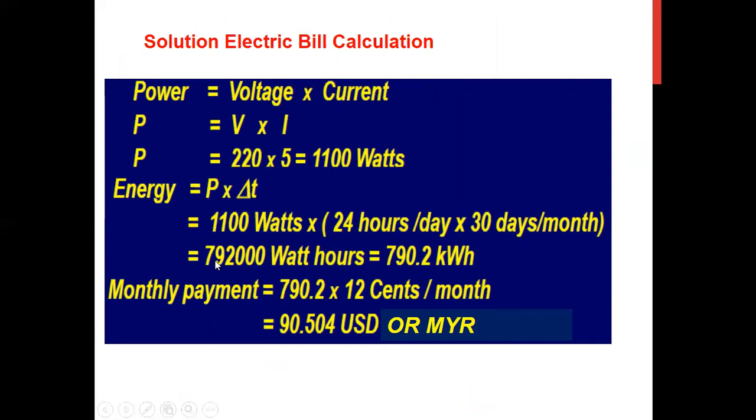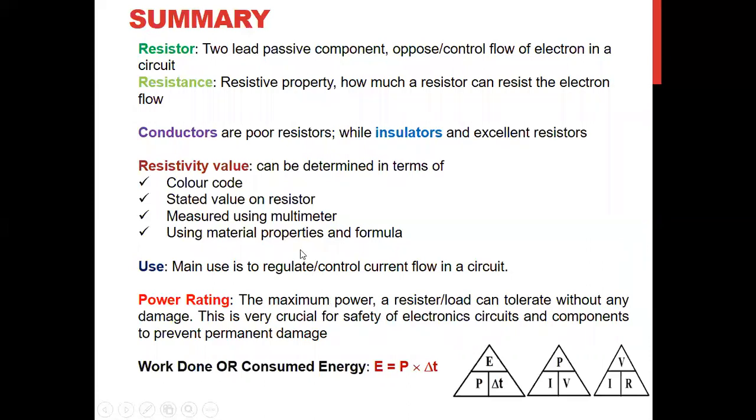If we multiply, the total is 792,000 watt hours, or after converting to kilowatts, 792 kilowatt hours. Now the monthly payment for 1 kilowatt hour is 12 cents, so multiplying by 12 cents gives 90.504 per month. This is the bill we have to pay. In our case, in Malaysia, it is the Malaysian ringgit, but in the US, it would be USD. So that's all. Now let us summarize what we have learned.